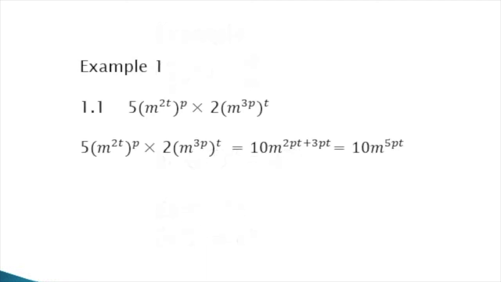So the final example: we have 5 in parentheses m to the power 2t, exponent p, multiplying 2 in parentheses m to the power 3p, exponent t. So guys, please follow the laws of the exponent to solve this question. Then in the next video, I will explain how I got the answer 10m to the power 5pt.